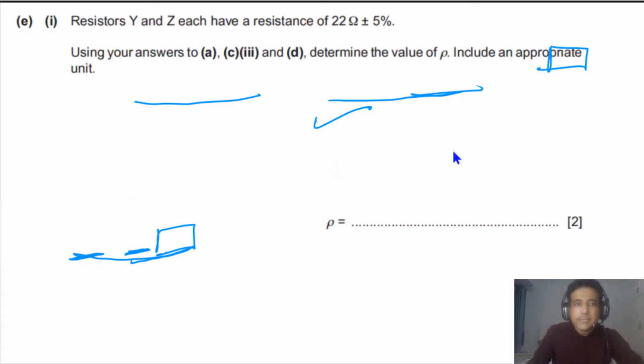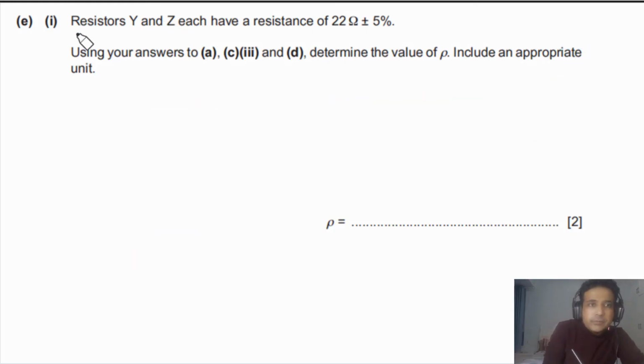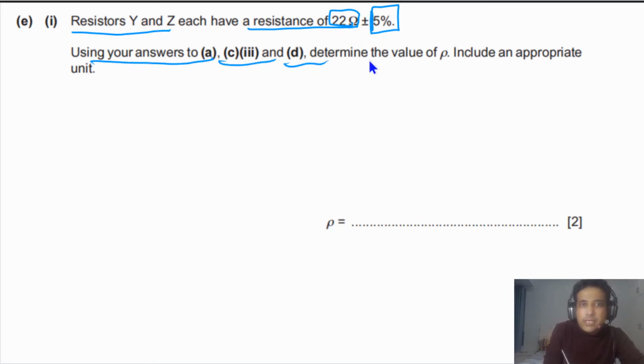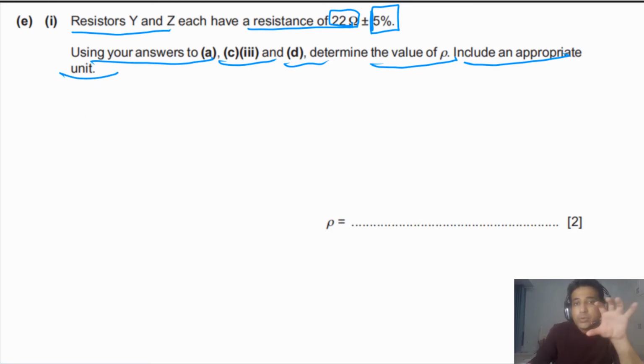For this part, the question says resistors Y and Z each have a resistance of 22 ohms with a percentage uncertainty of 5%. Use the answers to A, C3 and D and determine the value of resistivity. Include an appropriate unit for resistivity. So in this case, most of the time you have to go back. Part A means the equation that was given to you in part A, that is very important. So you have to go back to that one, and also you have to look at part C theory and D, because these are the hints. You have to use them, so that will make your life easier.